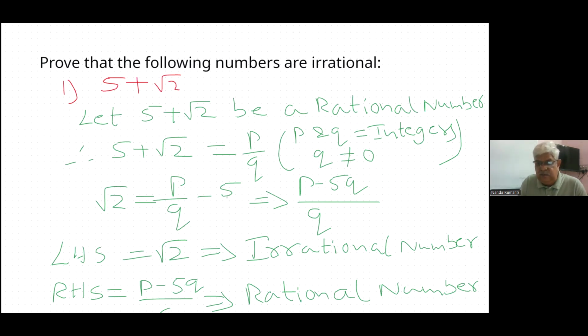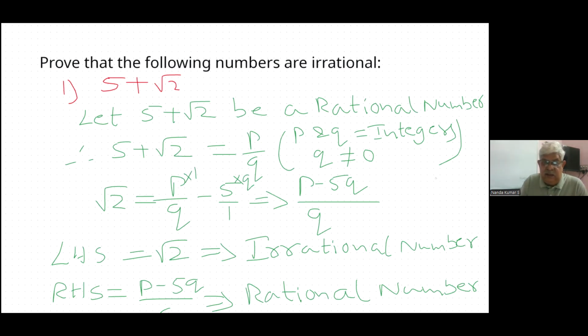I took the LCM as q. Therefore, remember the denominator is 1 for 5. So q ones are q, and 1 multiplied by q gives you q. Therefore, p ones are p, minus 5 into q gives you 5q. So we proved left hand side is a root number, right hand side is a non-root number, that is a rational number.